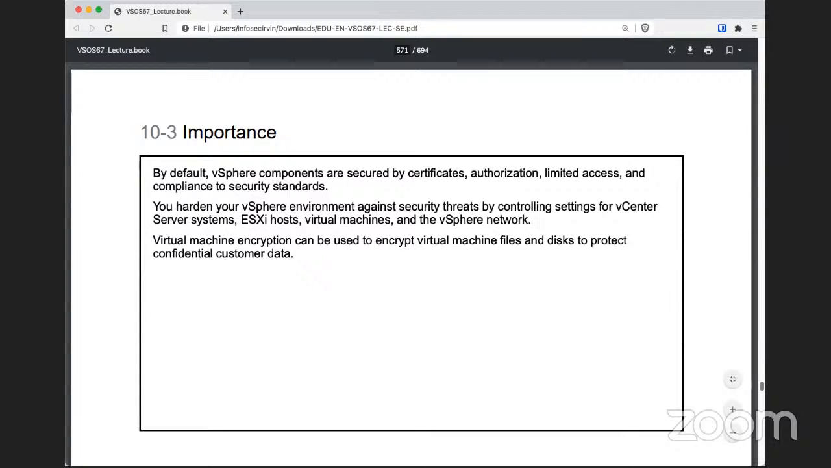vCenter already has tools and settings that can be applied to secure your infrastructure. It's just a matter of going through them, setting them, and then checking them regularly, because with security, nothing is set and forget. It is always a constant review.